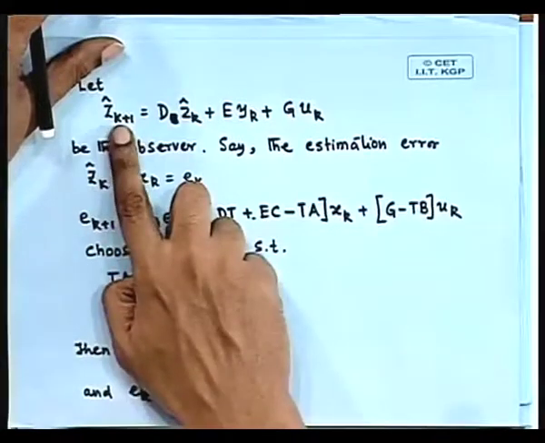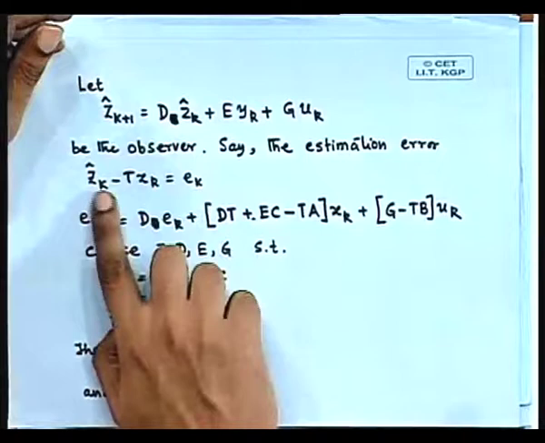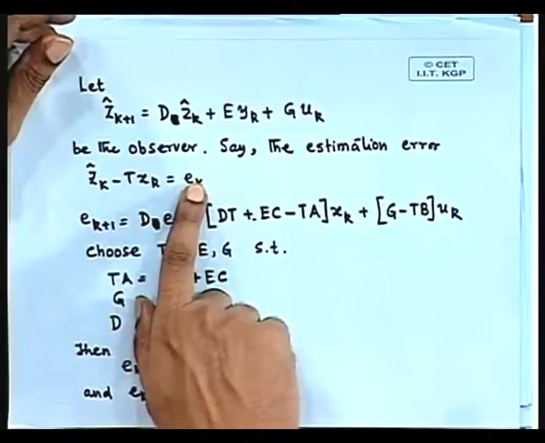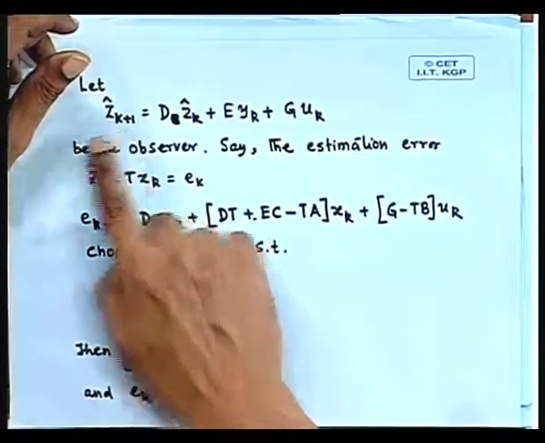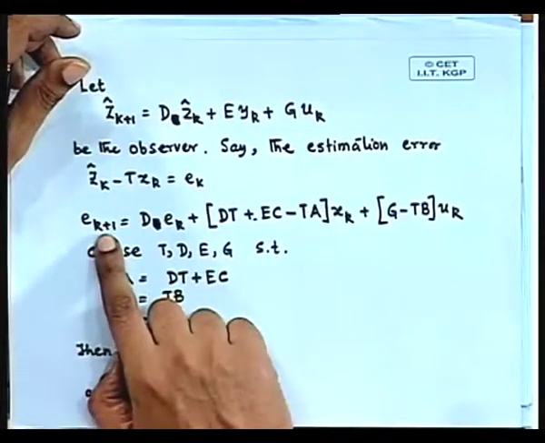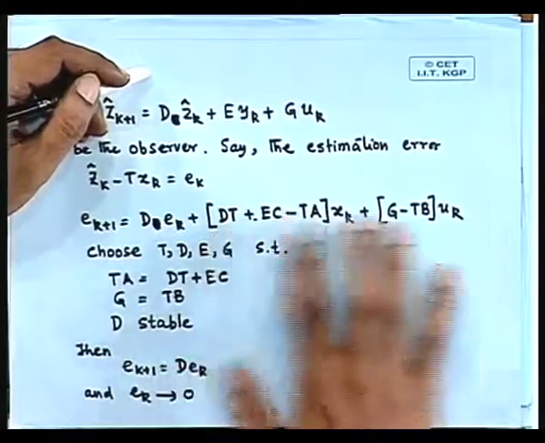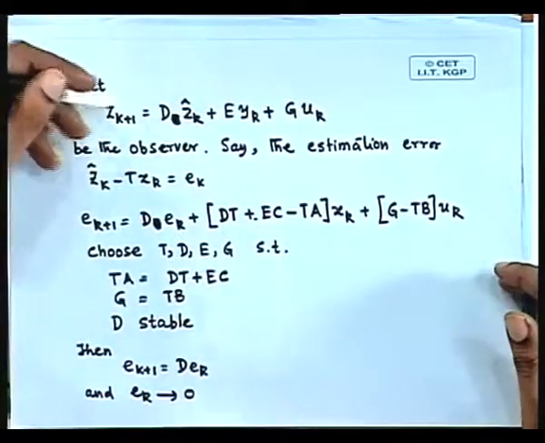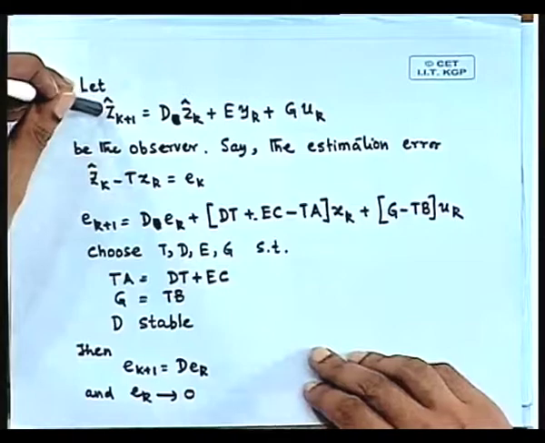So now let us see what happens to the error. My objective is to estimate this, so this is the error. Now how does this error propagate? Just like previous time, you write z minus z hat k plus 1, and you will get e k plus 1 is equal to d into e k plus these terms. This is just simple algebra.